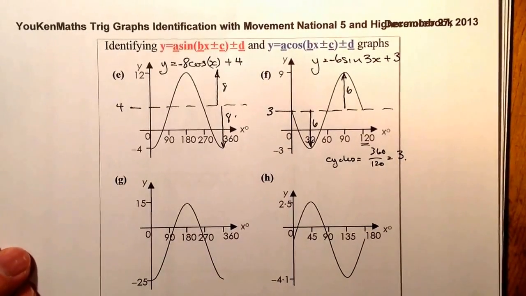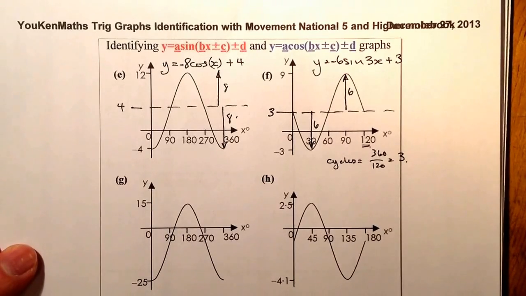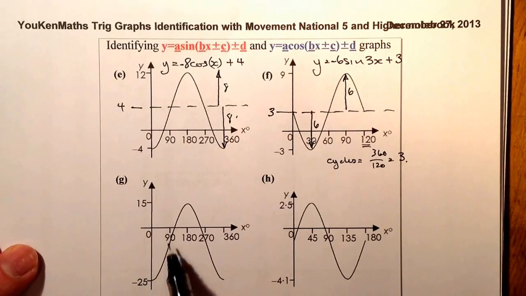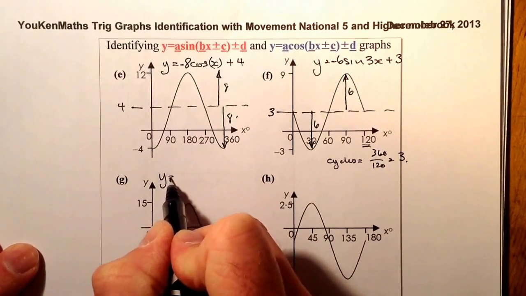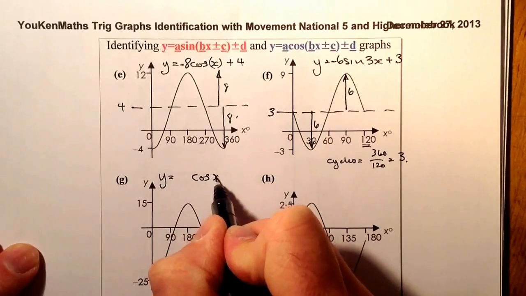Last two that we've got here, we've got a graph going up to 15 and down to -25. Right, so what I want to know is how many cycles are there first of all. So there's only one cycle, so that's going to be 1 for b. I know it's meant to be a cosine graph, but it's upside down, so y is equal to, it's a cosine graph. I know that there's only one cycle, so it's an x.